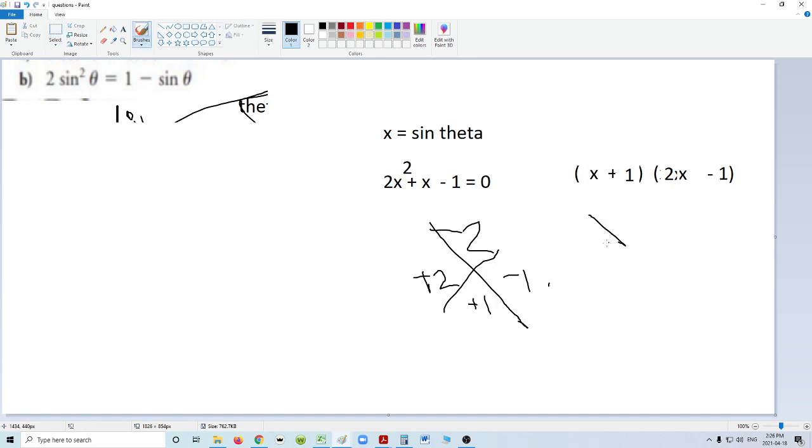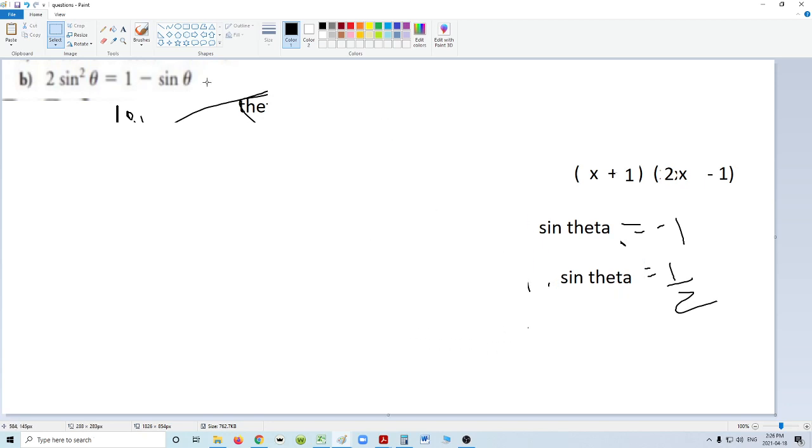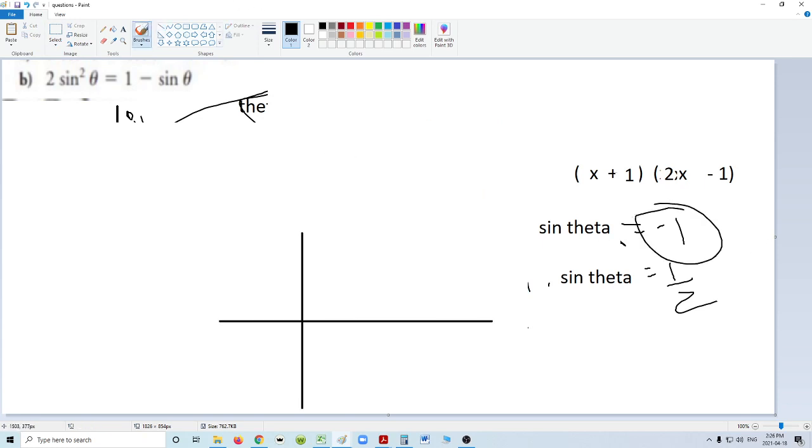So when x is minus 1, this is true. And when x is 1 over 2, this is true. So very similar answers. Now you go back and you bring back sine theta for x, and you solve for this. You go back to your unit circle and realize that the top one only has one answer. When is sine minus 1? Well, when the y value is minus 1, that's over here.